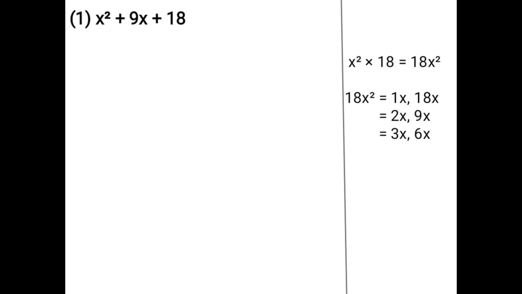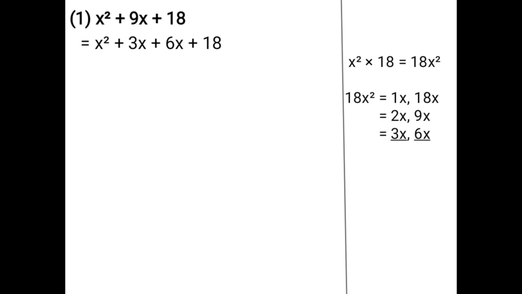Which factors of 18x square give the middle term in expansion form? That is 3x and 6x. Now you have to start the sum. First you have to write the first term as it is, that is equal to x square plus 3x plus 6x, and the third term also you have to write as it is, plus 18.